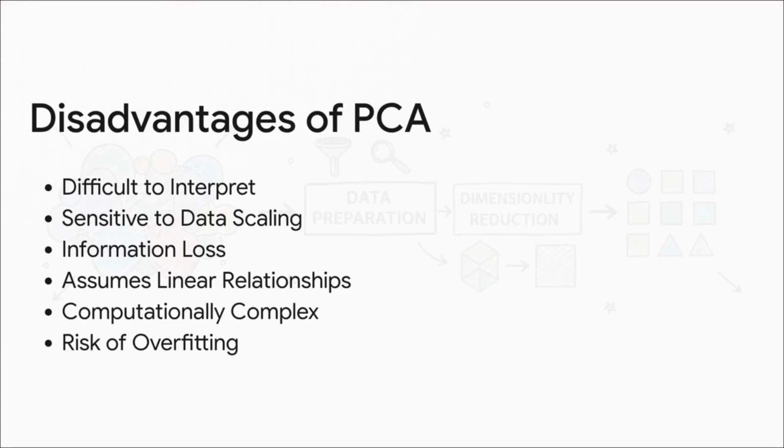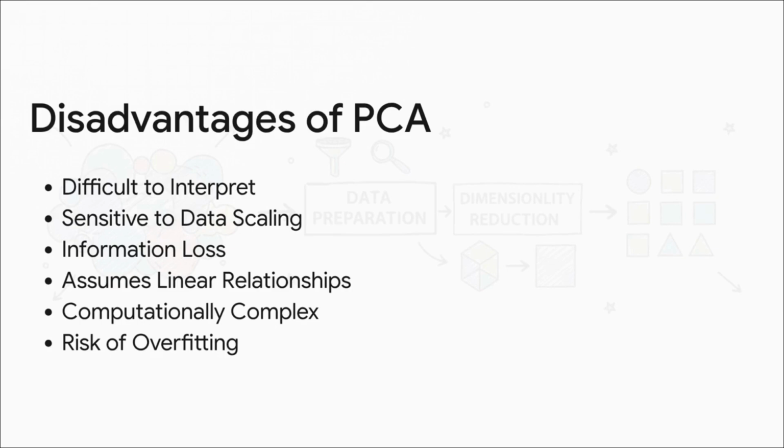Remember earlier when I mentioned that feature extraction creates totally new synthetic features? Well, that makes interpretation incredibly difficult. If a model predicts someone is sick based on principal component 1, a doctor is obviously going to ask, well, what exactly is principal component 1? And you'd have to look at them and say, well, it's a mathematical combination of 0.2 times their age plus 0.5 times their blood pressure minus 0.1 times their weight. It completely loses that human readability.